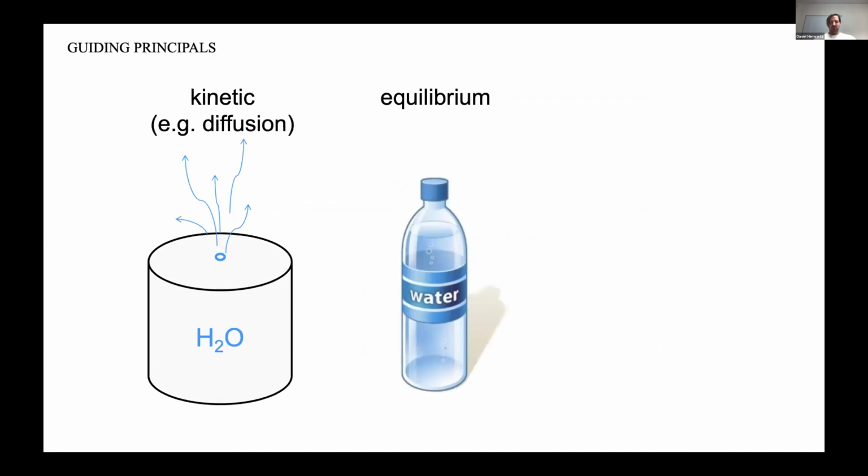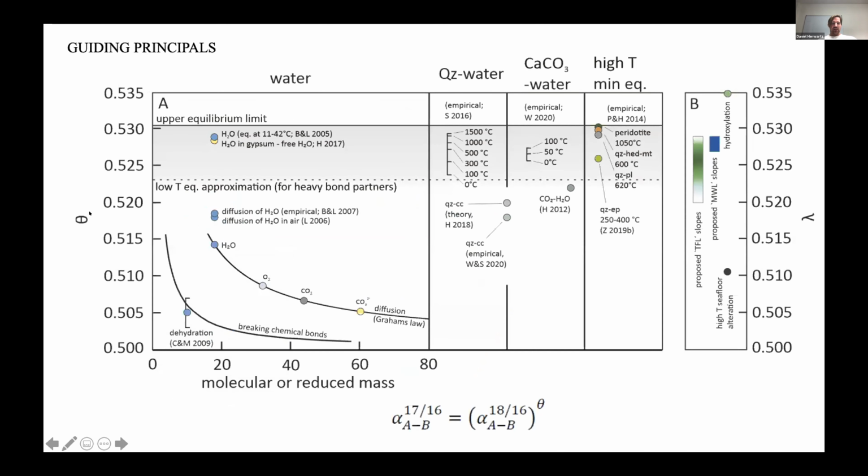As isotope geochemists, we often look at kinetic fractionation versus equilibrium fractionation. I think equilibrium fractionation is quite straightforward, but kinetic fractionation is not so much. First of all, we can look at diffusion, how diffusion is in this theta. This line here is simply estimated from Graham's law. You can see that as the molecular mass of the diffusing species increases, your theta value decreases.